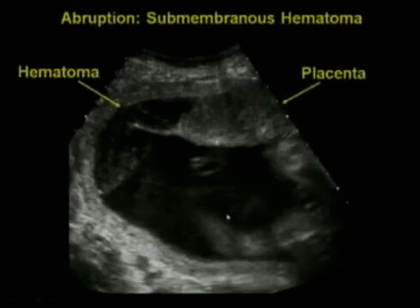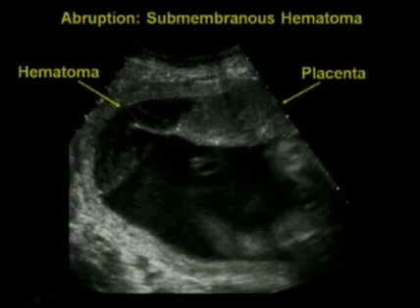This is the submembranous version of the hematoma. Here, this area right here is the hematoma. Most of it is just under the membranes. A little bit of it raises up the edge of the placenta.